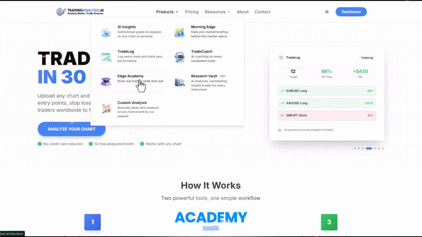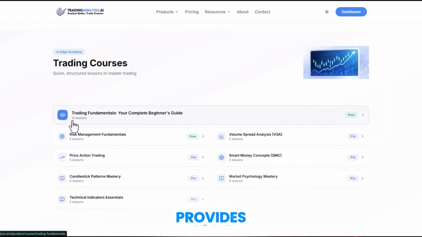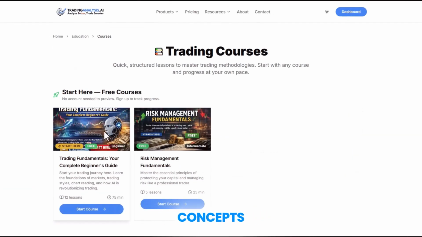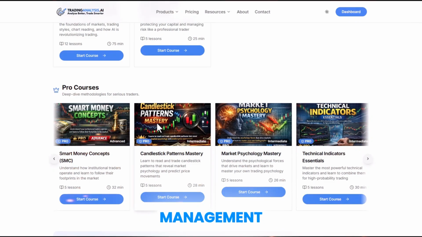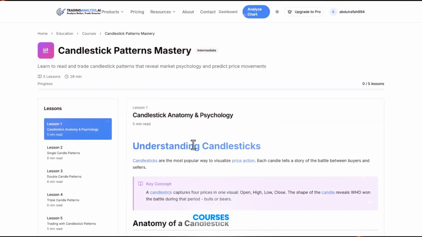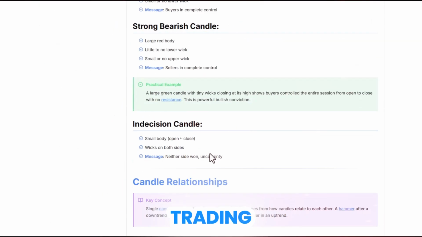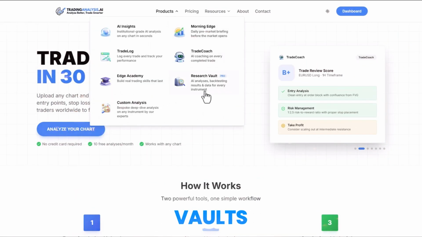Then we have Edge Academy. Edge Academy provides structured trading education. From beginner fundamentals to advanced concepts like smart money concepts, price action, and risk management, traders can follow step-by-step courses designed for real-world trading. Next is Research Vaults.